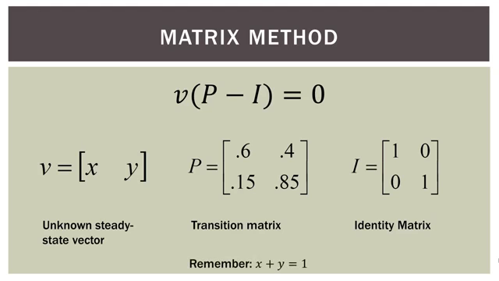Now also remember that X plus Y has to equal 1. So whatever probabilities we have in our vector have to add up to 1. They can be 0.5 and 0.5, or 0.3 and 0.7, or 0.9 and 0.1. It doesn't make a difference. They just have to add up to 1. And that's important because we have to factor that into the way in which we solve this problem.